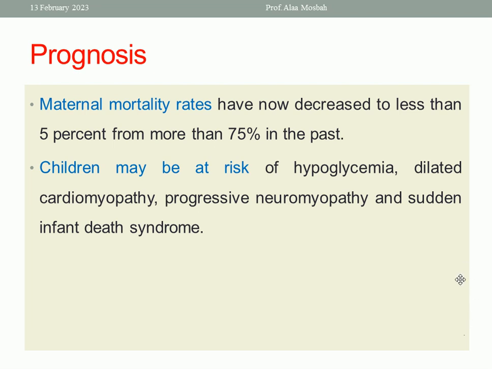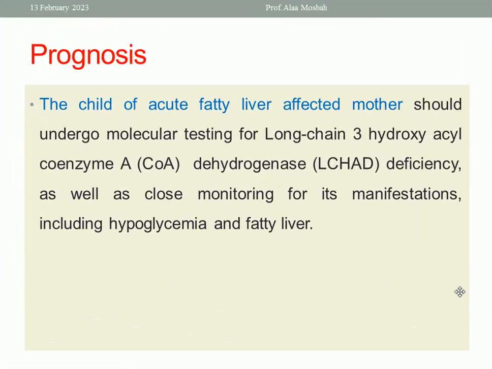Okay, what about the delivered baby? Children may be at risk of hypoglycemia, dilated cardiomyopathy, progressive neuromyopathy, and sudden infant death syndrome. So, the infant and the children should be followed up by a pediatrician to be sure that there is no complication.